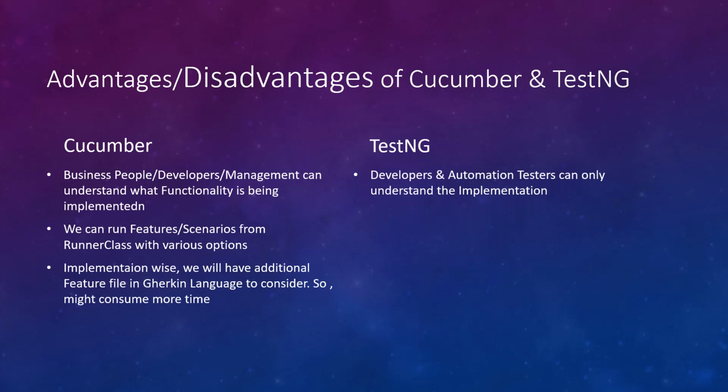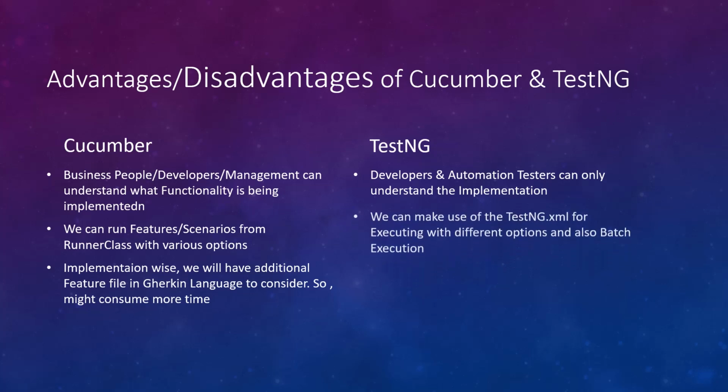See, in TestNG, only developers and automation testers can understand the implementation, and for execution we can make use of the TestNG XML, where we'll be having different features, which classes we want to execute, which methods we want to execute, and which tests we want to execute. Everything we can mention there, and we can execute that. And this will also be helpful for batch execution, like running multiple test cases, even hundreds of test cases we can execute from the TestNG XML.